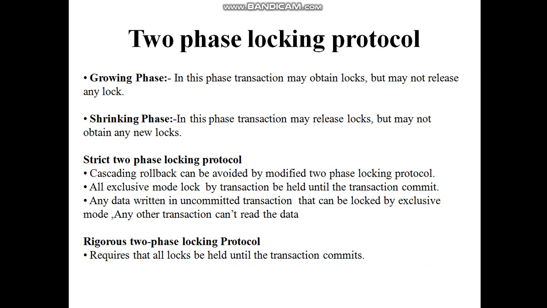In the strict two-phase locking protocol, cascading rollback is avoided by modifying the two-phase locking protocol. In this, all exclusive mode locks taken by a transaction are held until the transaction commits, so any data written by an uncommitted transaction is locked in exclusive mode and no other transaction can read that data. So this is the strict two-phase locking protocol. And the rigorous two-phase locking protocol requires that all locks be held until the transaction commits.